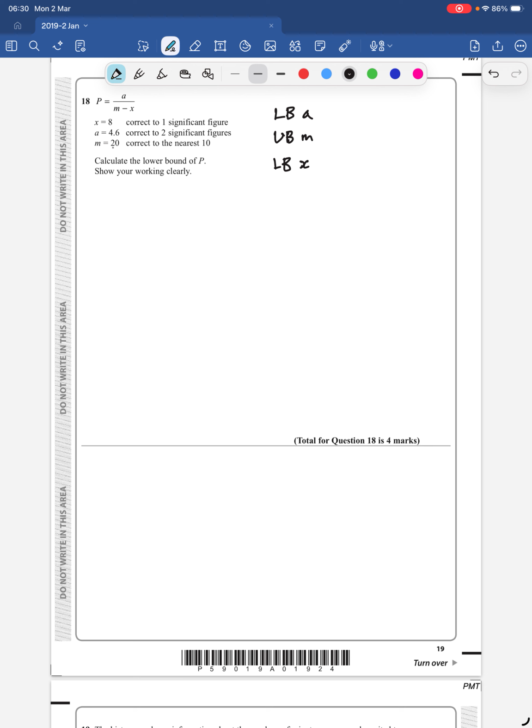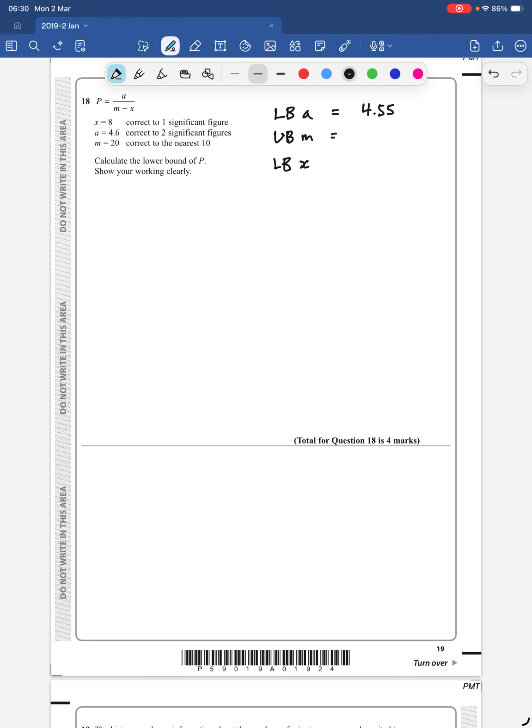So looking at a, 4.6, correct to two significant figures. We want the lower bound. We've got to think of the smallest value that will round up to 4.6. And obviously we're going to have three significant figures because we would then round it to 2. That's going to be 4.55. Any lower than that, and we would be rounding down to 4.5.